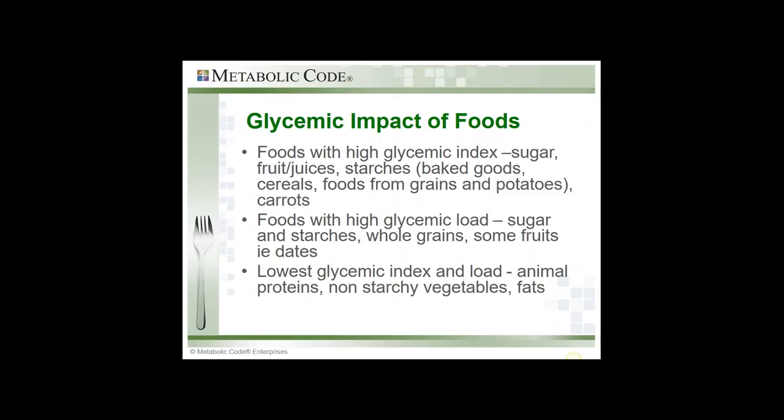So the foods that do not spike our blood sugar are animal proteins, non-starchy vegetables, so those are your things like broccoli, cauliflower, celery, etc., and our fats. Next slide.